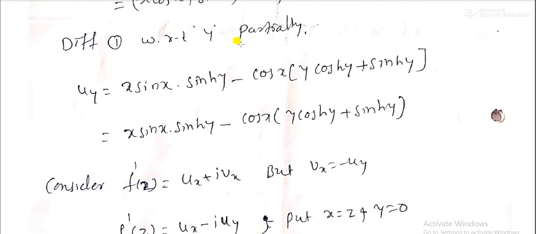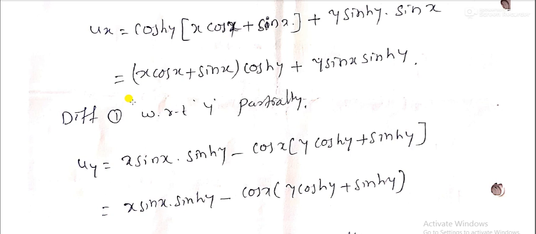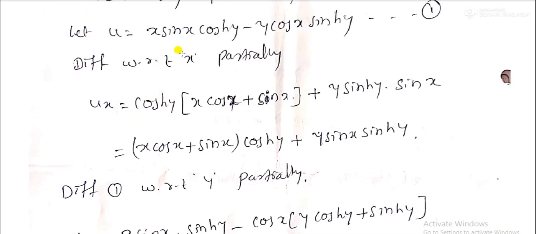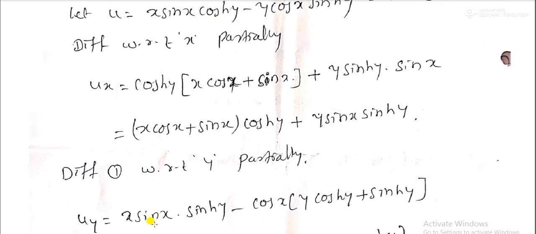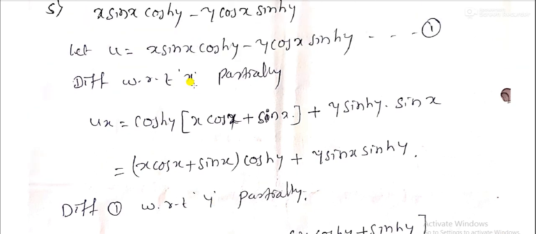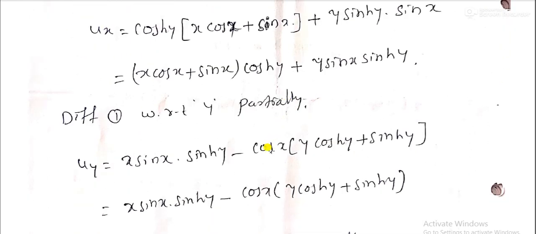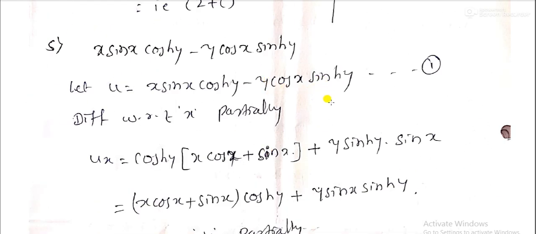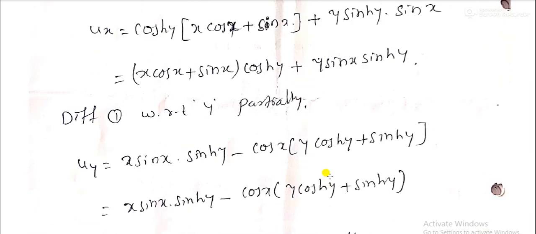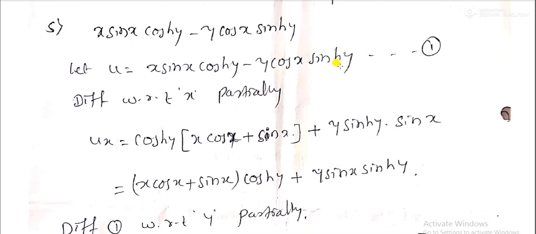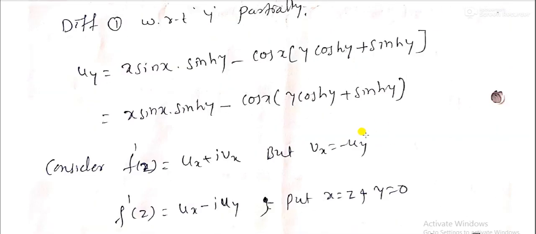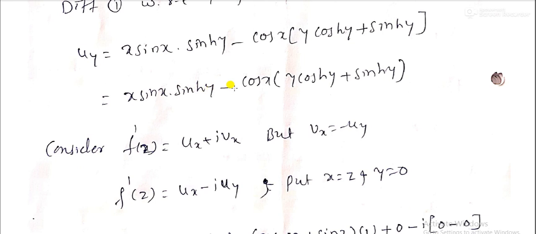But we want u_y also. Differentiate with respect to y partially in this equation. Here x is constant, so x sin x is constant, and the differentiation of cosh y is sinh y. Here minus cos x is constant, write as it is, and y sinh y, apply the uv rule: y written as it is, sinh y differentiation is cosh y, so sinh y written as it is, and y differentiation is 1. So u_y is x sin x into sinh y minus cos x into y cosh y plus sinh y.